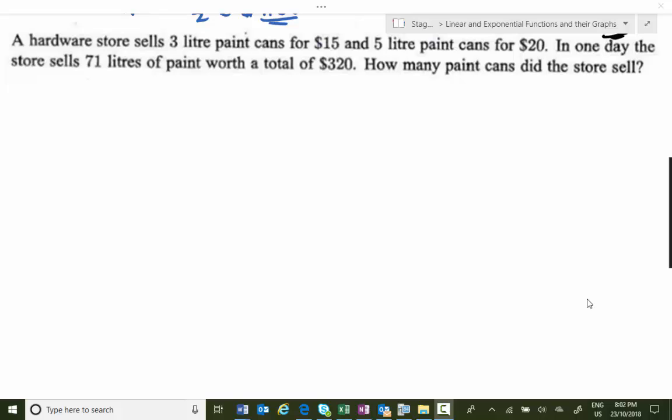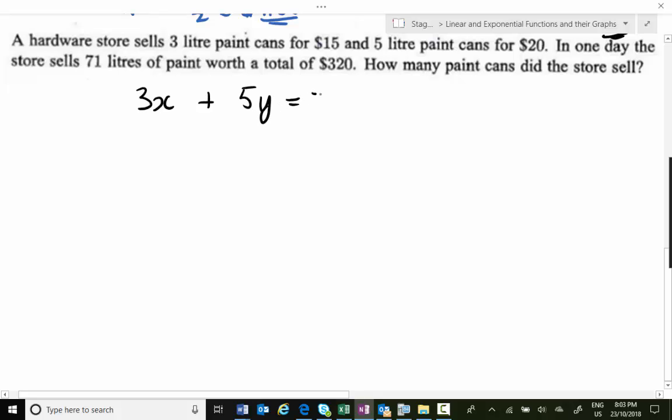Alright, so we're going to make some equations from this, and what we're going to do is look at the combinations here. For 3 litres of paint, if we sell x of those, plus we sell the 5 litre lots of paint, we sell y lots of those, that has to be equal to 71 litres. Now you get $15 for every one of x, you get $20 for every one of the y cans, and that's got to be equal to $320.